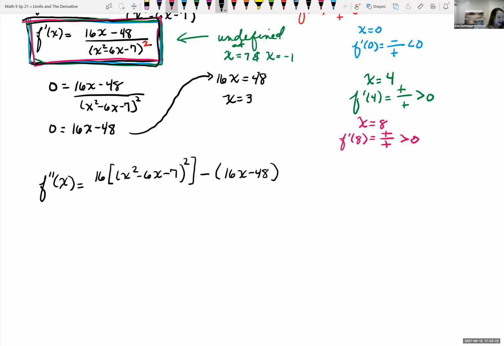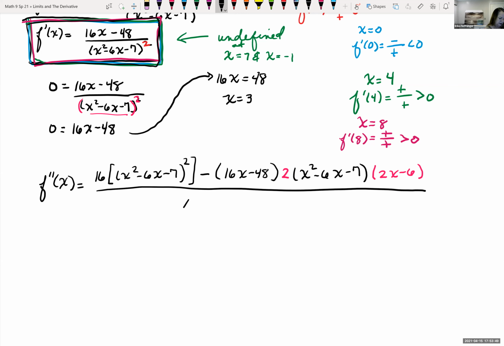So we have to use that power rule, chain rule: bring our power down front, 2 times the inside, x squared minus 6x minus 7, times the derivative of that inside. The derivative of that inside is 2x minus 6. And this is all over x squared minus 6x minus 7 squared squared, so to the 4th.